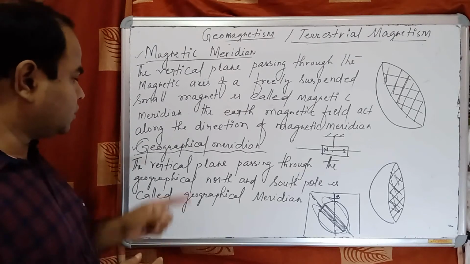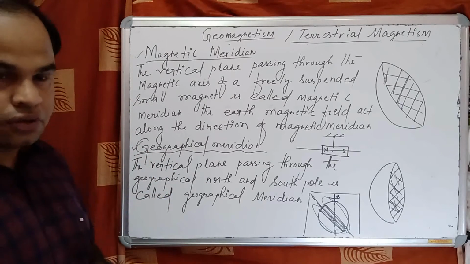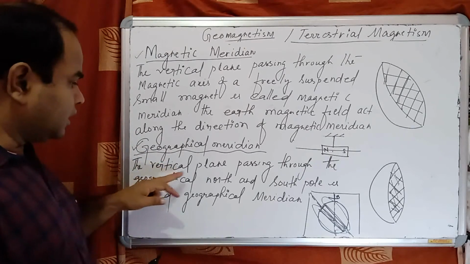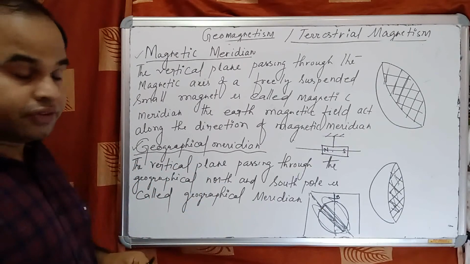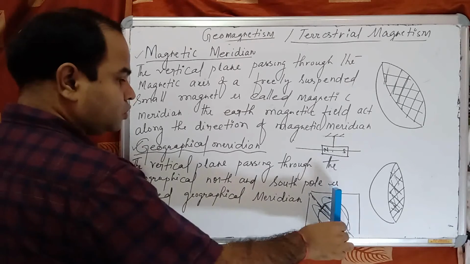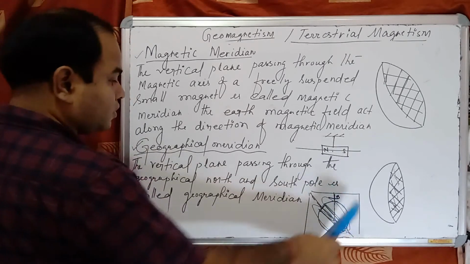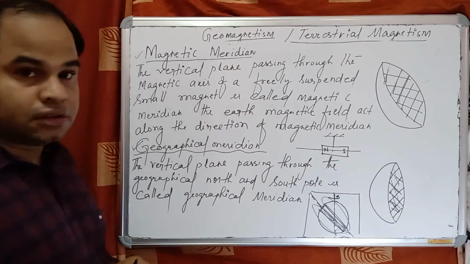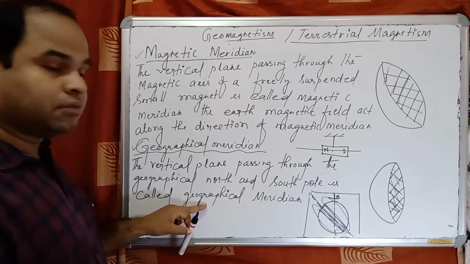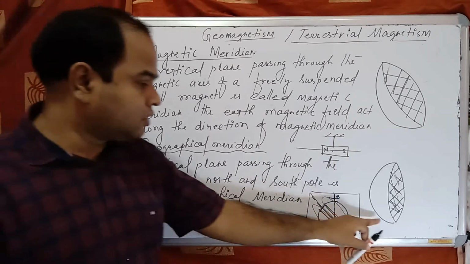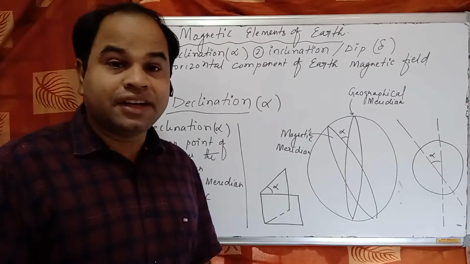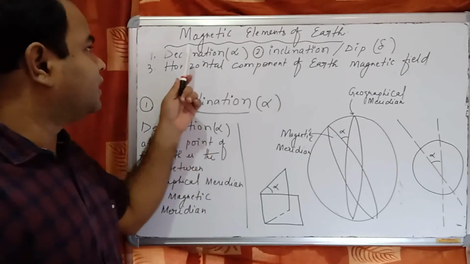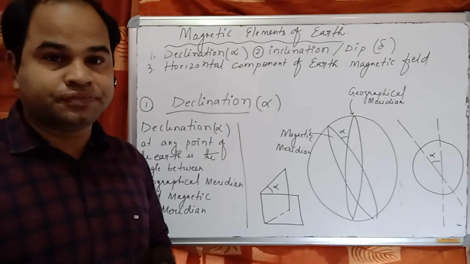Okay. Next is the geographical meridian. Define correctly: the vertical plane passing through the geographical north and south of Earth is called the geographical meridian, which is shown in this figure also. Okay? Next is the magnetic elements of Earth.